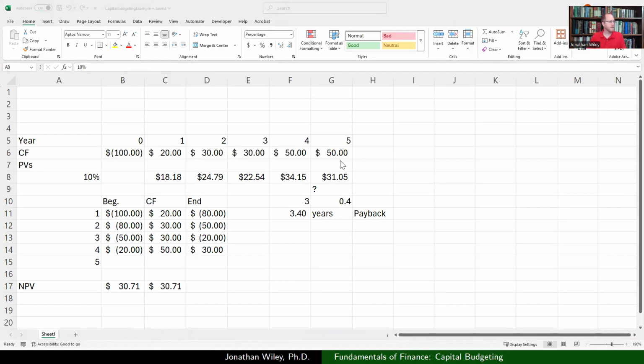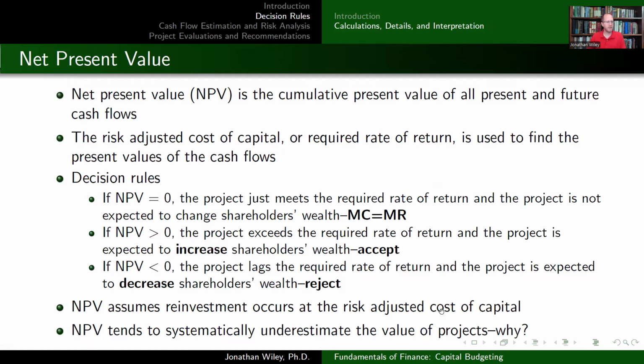So let's take a look at this last little piece here. Net present value does tend to systematically underestimate the value of projects, though. And you might think, why would that be? Well, the reason is that when I look at a net present value calculation, it's assuming that those cash flows are locked in for the next period. So if I have a 5-year project, net present value assumes these cash flows are the only cash flows. Once I found them, that's it. Those are the cash flows that are happening for the next 5 years.